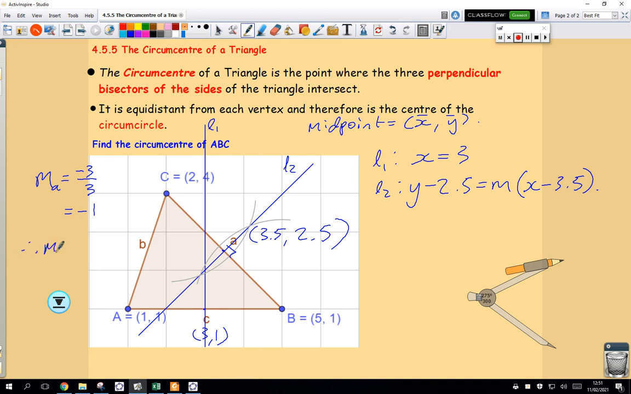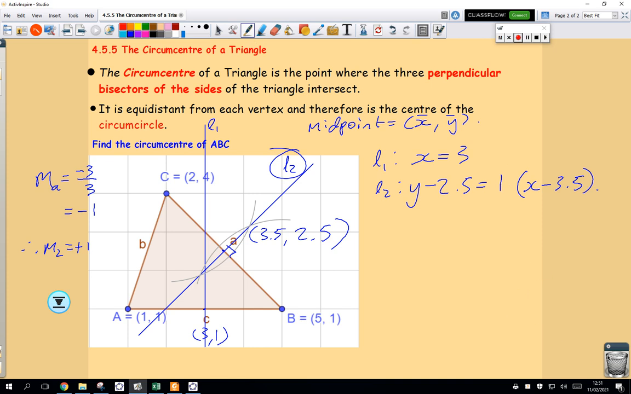That means the line I'm looking for, line 2 here, is going to have a slope of, well, what's the reciprocal of -1? The negative reciprocal of -1 is +1. So this slope m is going to equal +1. So I'm going to put in a +1 in there. So the equation of line 2 is going to be that.